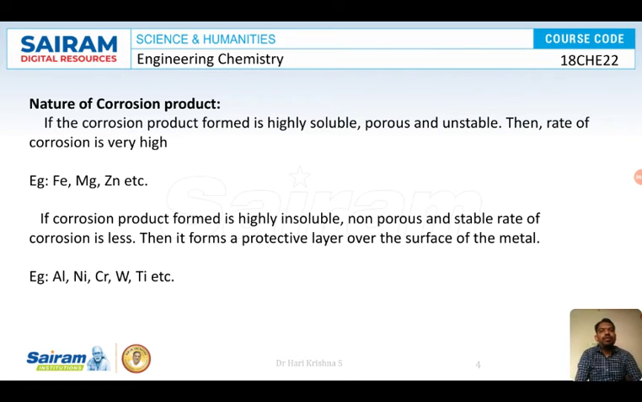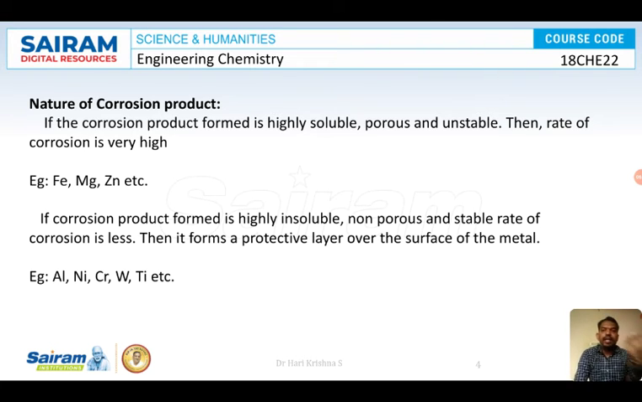In the other case, if the corrosion product formed is highly insoluble, non-porous and stable, then what happens? Insoluble means it is not dissolving in any aqueous medium. Non-porous means, see, this is the metal, this is the corrosion product, and you cannot see through it. And it is stable, it is sticking to the surface. Because of this, the corrosion product acts as a barrier between the metal and the surrounding media and protects the metal from further corrosion. For example, aluminium, nickel, chromium, tungsten, etc. These are usually called passive metals.